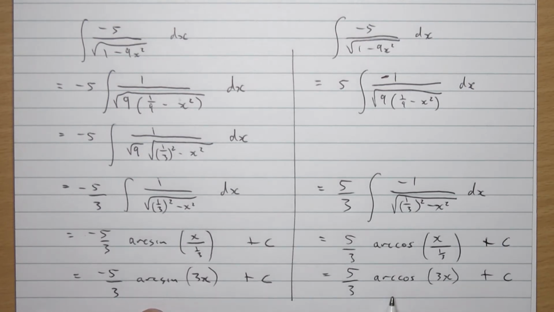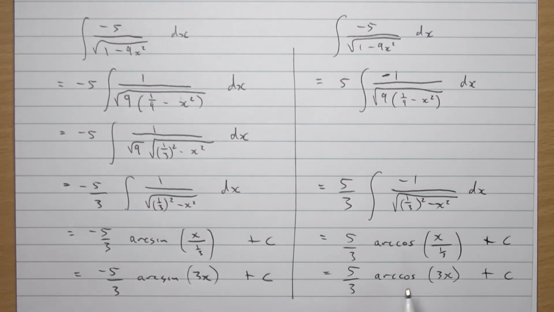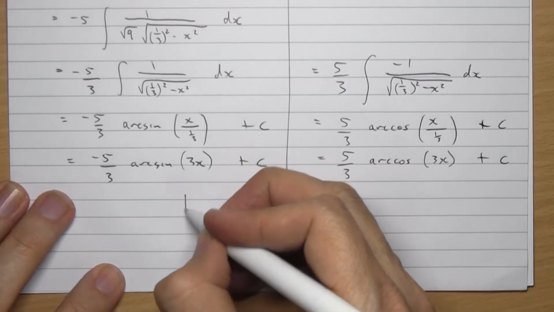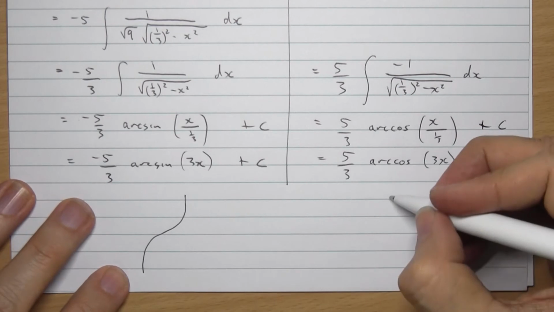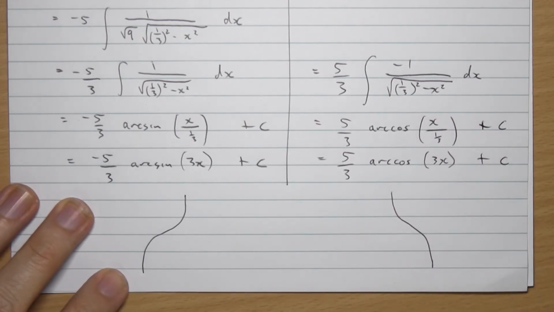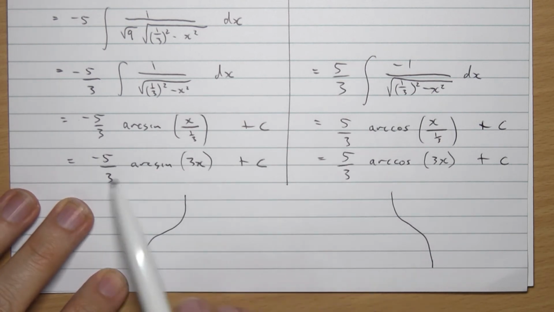Both of these are valid answers. What's the relationship between them? Negative arc sine and arc cos. Do you remember those graphs we drew? Arc sine went this way and arc cos went that way, which means they could easily be negations of each other.